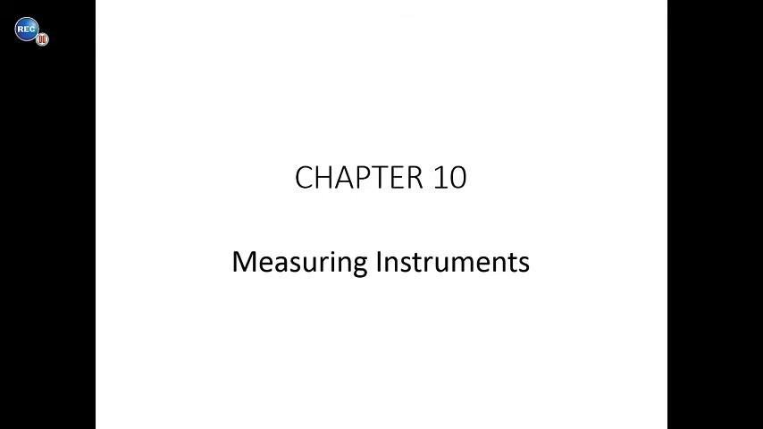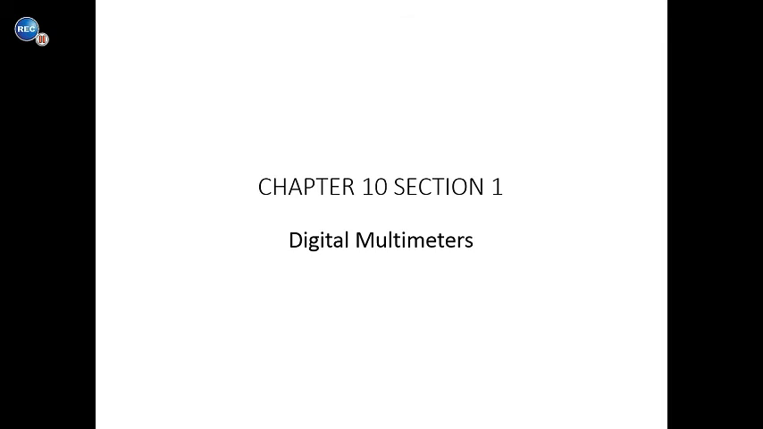This is Chapter 10, Measuring Instruments. We've already covered this chapter in DC circuits, but we're going to review some of the information here. Section 1 is about digital multimeters.